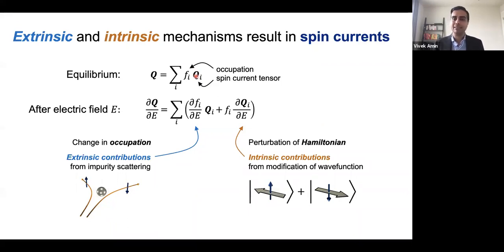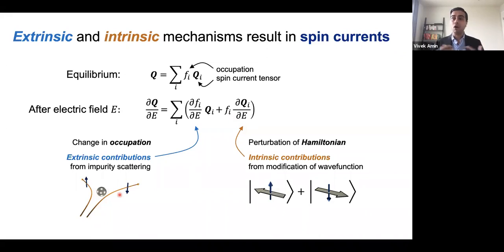So after we turn on an electric field in linear response, we're going to get two things that are going to happen. Either we're going to perturb the occupation of carriers, or we're going to perturb the wave functions themselves, which change the expectation value of the spin current. And so very roughly, I'm going to call these things extrinsic if they change the occupation, and intrinsic if they lead to a perturbation of the Hamiltonian, which changes the expectation value of the spin current. So extrinsic contributions, for instance, could occur from impurity scattering, intrinsic contributions from the modification of the wave function.